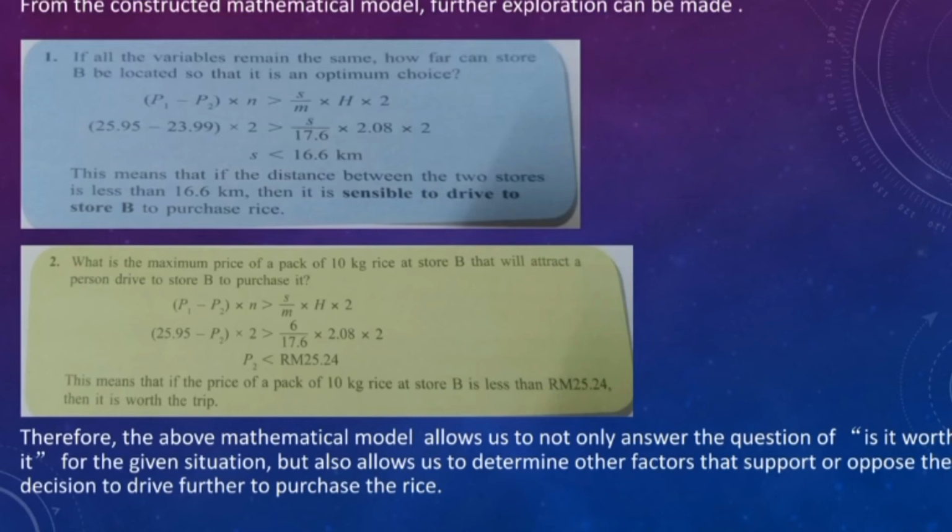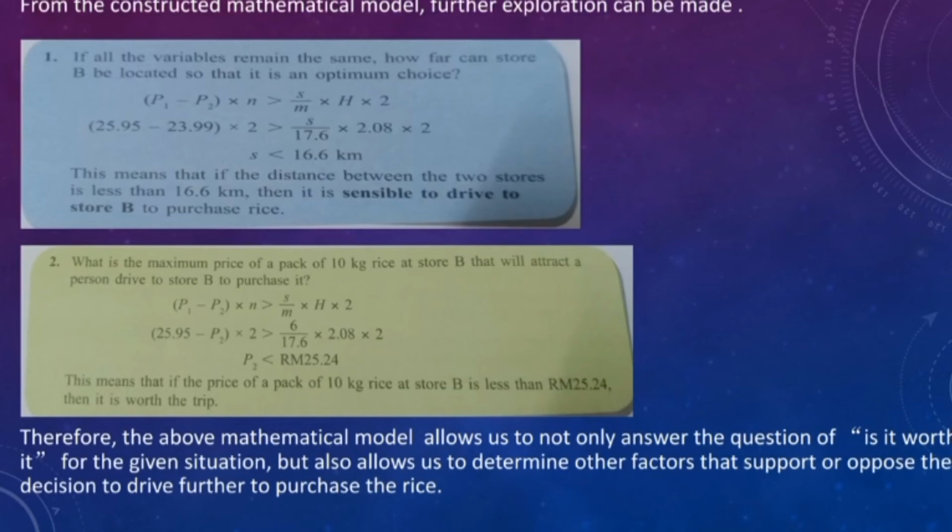Number 2. What is the maximum price of a pack of 10 kg rice at store B that will attract a person to drive to store B to purchase it? 25.95 minus P2, times 2, bigger than 6 divided by 17.6, times 2.08, times 2. P2 is less than 25 ringgit 24 cents. This means that if the price of a pack of 10 kg rice at store B is less than 25 ringgit 24 cents, then it is worth the trip.